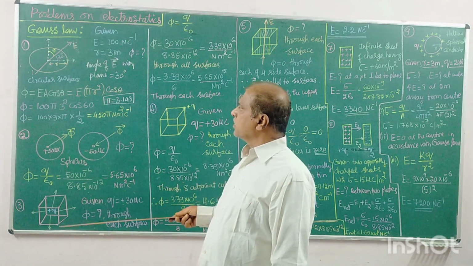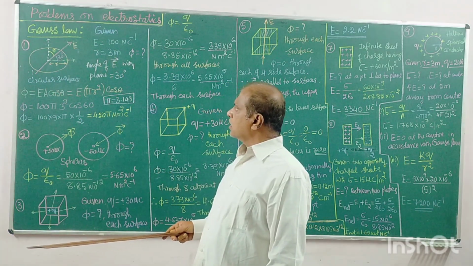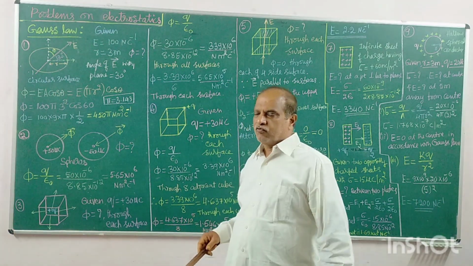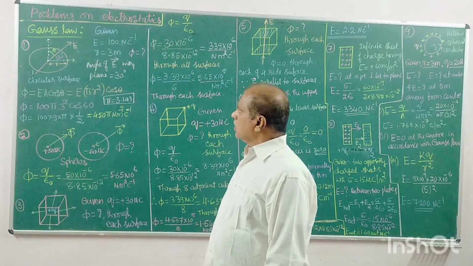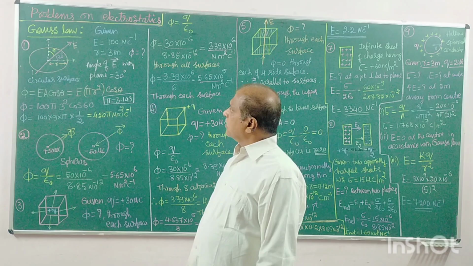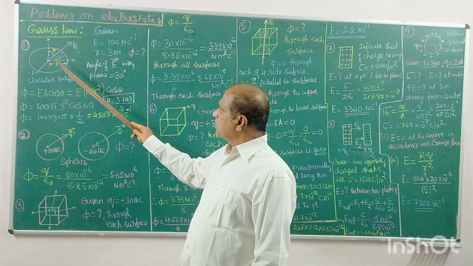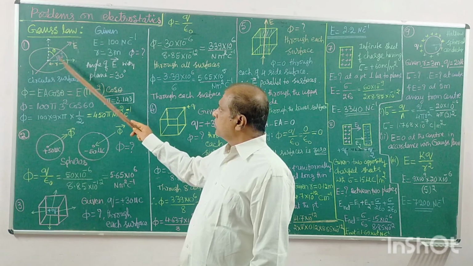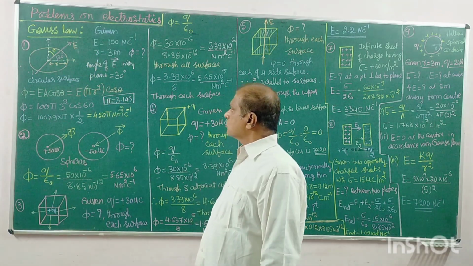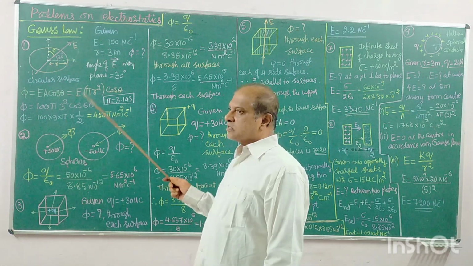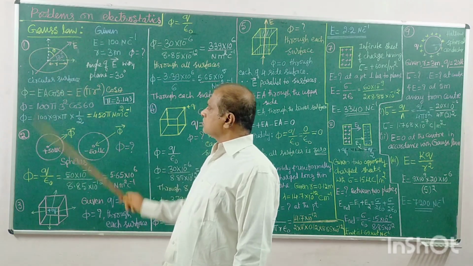The surface is given, a planar surface, and the electric field passing through it is also given. The direction of the electric field through the plane is about 30 degrees with the surface. The planar surface is circular in shape.